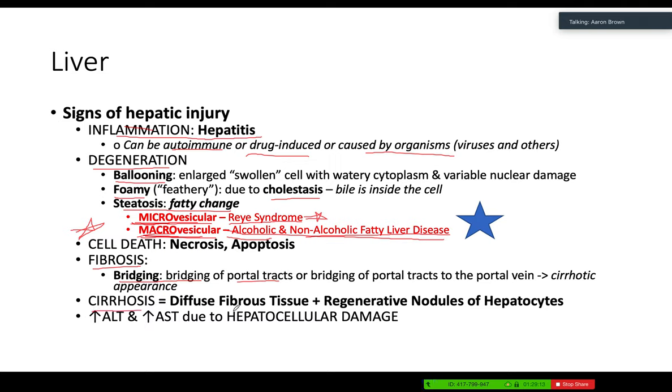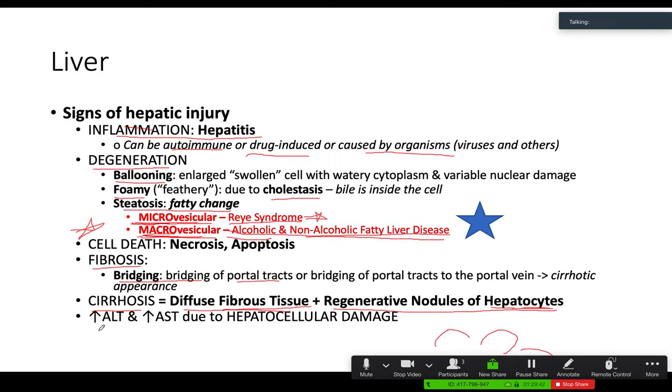With cirrhosis of the liver, what we see is this diffuse fibrous tissue with regenerative nodules of hepatocytes. We're going to look at what that looks like. It's a very particular way that it looks. Essentially, you have bits of hepatocytes that are trying to generate the normal architecture of the liver, but they're not able to do so due to all of that fibrous tissue around. Okay, so they end up making these ballooning nodules of hepatocytes that look kind of bizarre. We'll look at what that looks like.